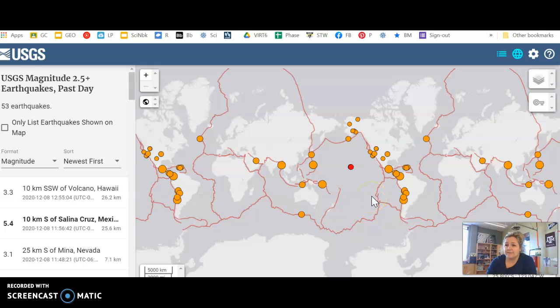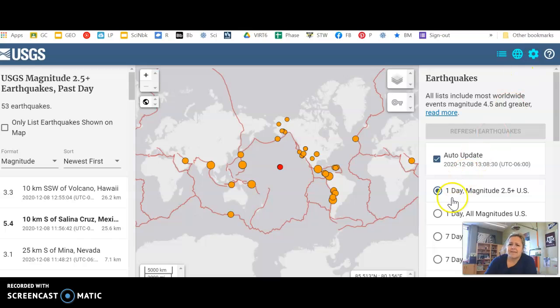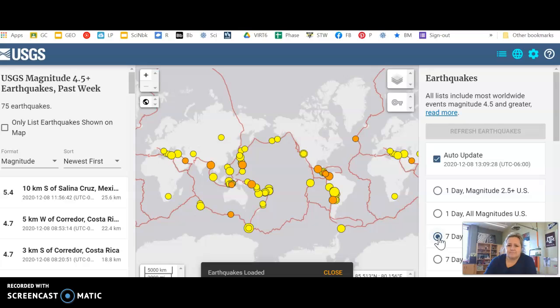Maybe I want to see last week. Okay, so there's more to it than that. So I come up here and I can change. If I want to look at the last 7 days, notice how many more have popped up, right? Notice exactly where they're happening. There's very few in the middle of plates. Most of them are along these boundary lines. And that's how we figured out partially where they were before we had sonar and we had satellites. Okay, we were paying attention to where this action was.